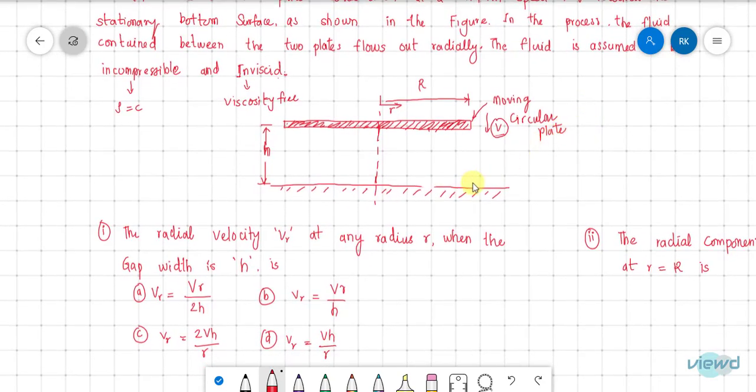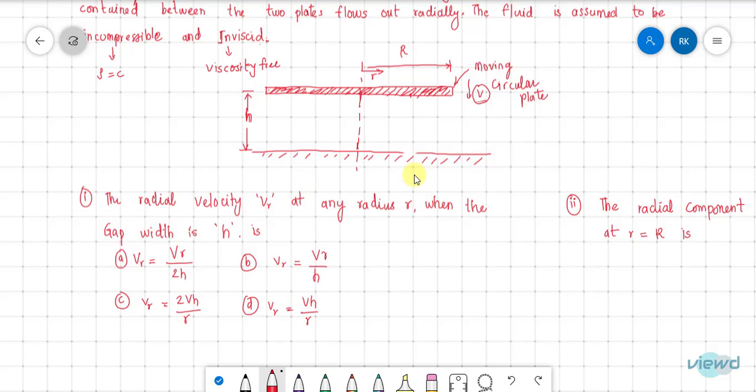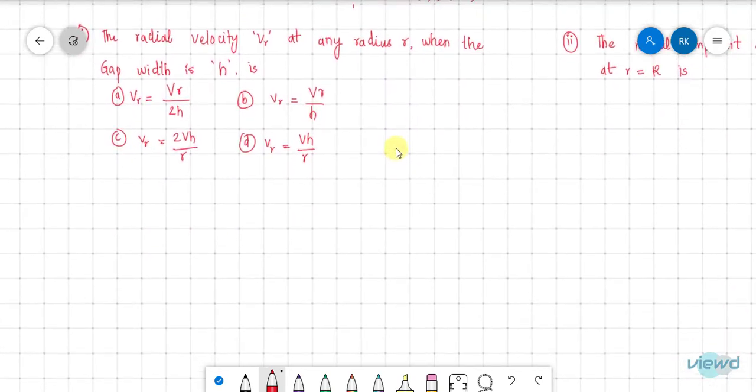So the first question asked from this data is the radial velocity Vr at any radius r when the gap width is h. The options are given. So what is radial velocity? The circular plate is pushing down and the fluid goes out radially. If this is the free surface, the fluid is going out radially, the plate is coming down in this direction, and this fluid is going out radially.